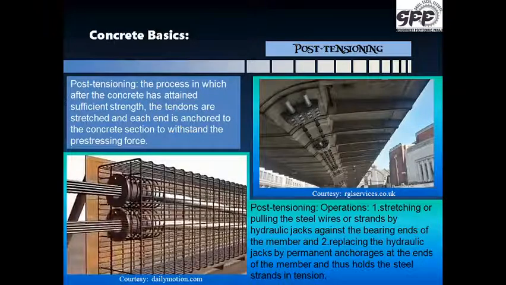Generally, the post-tensioning process is performed by two main operations. First, stretching or pulling the steel wires or strands by hydraulic jacks against the bearing ends of the member, and second, replacing the hydraulic jacks by permanent anchorages at the ends of the members, and thus holding the steel strands in tension. By doing so, compression is induced in the concrete.